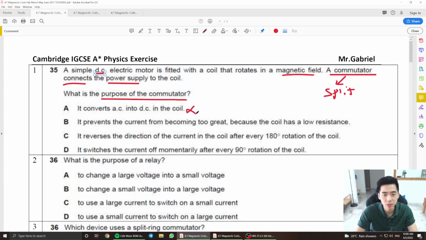Convert AC into DC, absolutely not possible. It prevents the current from becoming too great, also not possible. It reverses the direction of the current in the coil after every 180 degrees rotation of the coil. This is the absolute answer here.